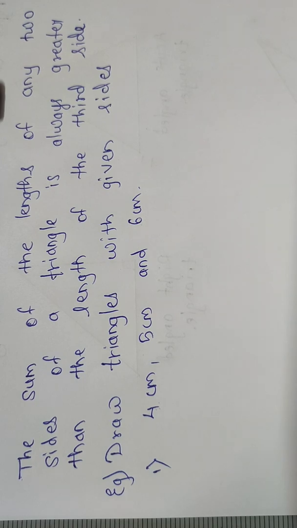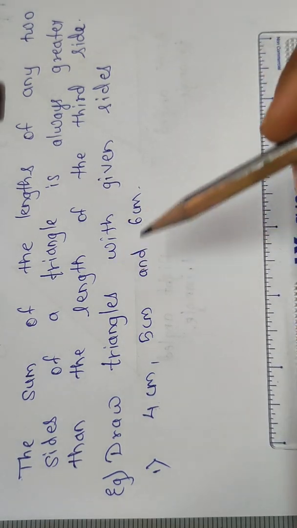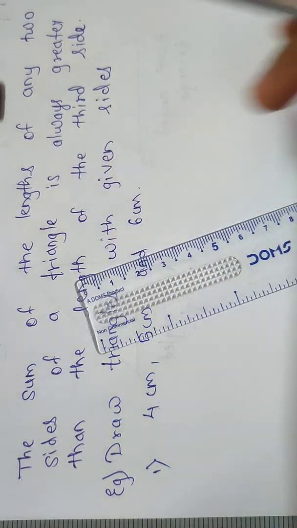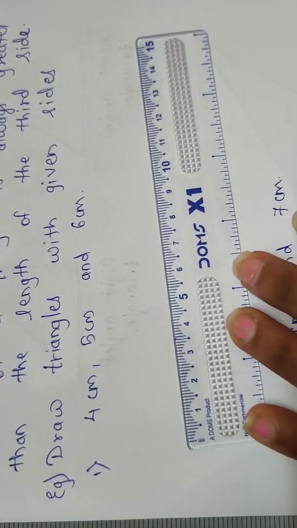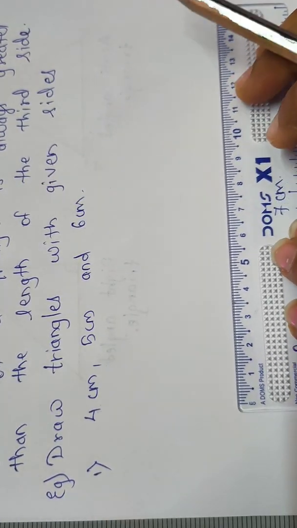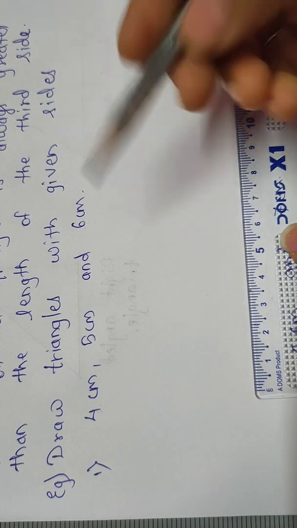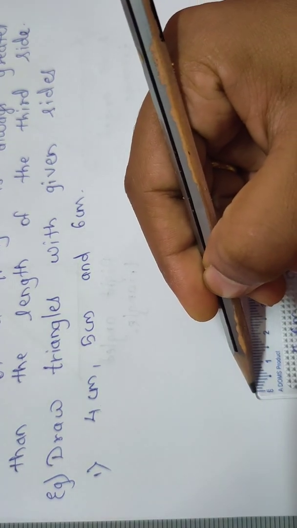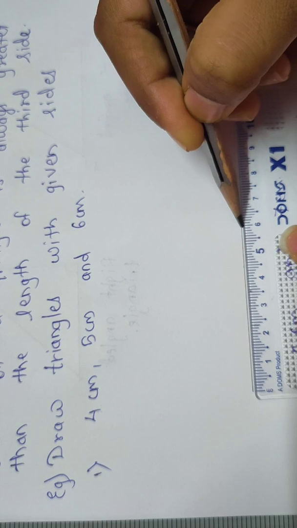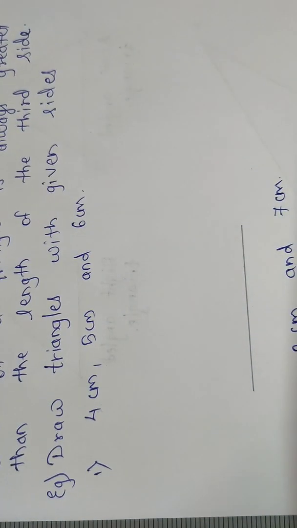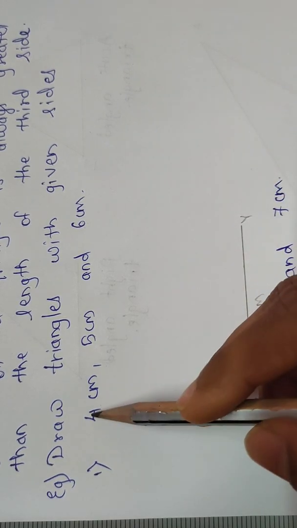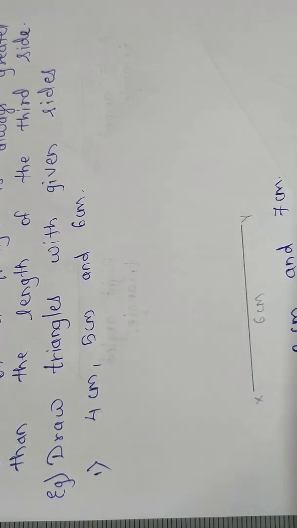We will try to draw this. For that we require a scale. And first we draw the 6 centimeter side. Then this is 6 centimeter, X, Y. Another side is 4 centimeter and the third side is 5 centimeter.